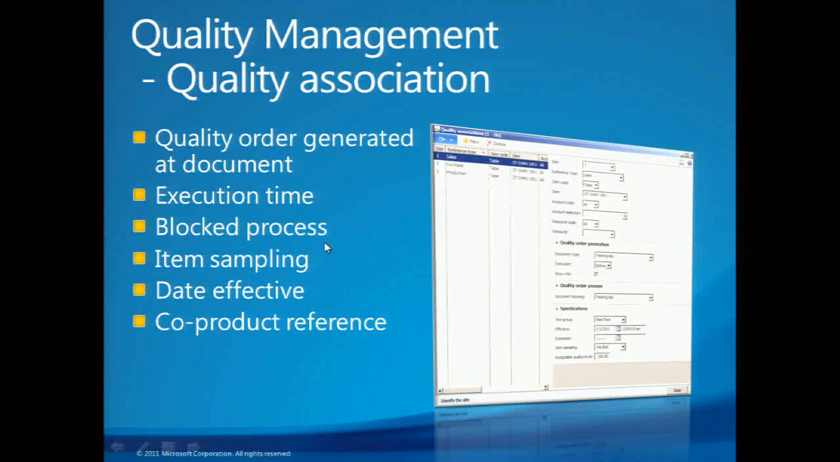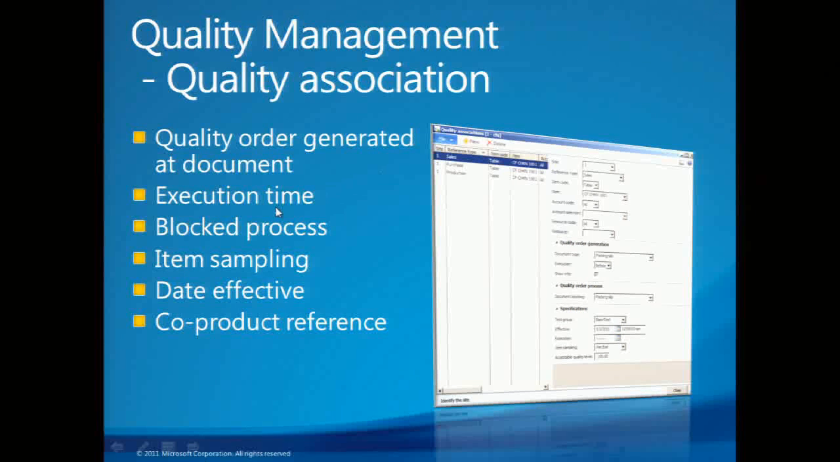Okay, a little bit more about quality. This is what I just talked about: quality orders generated at a particular document. If you're generating quality orders on purchase orders, you can choose whether they are generated at the purchase packing slip, a purchase invoice, or a purchase registration. Similarly on sales and inventory and all the different references.